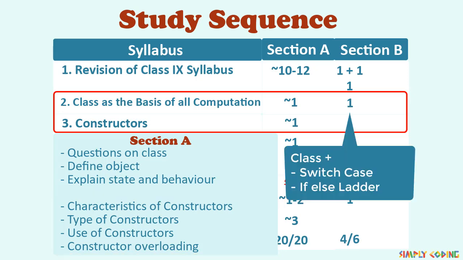In Section B, the program on this is actually a quick win and a very easy program, which is writing a class combined with a switch if-else ladder. If you find loops confusing, this is a must-learn question to focus on to straight away get 15 marks.